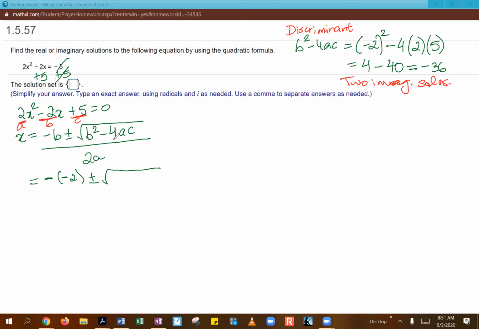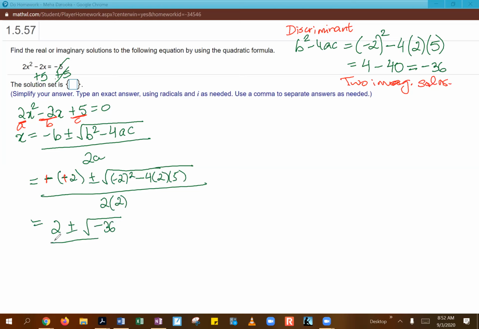We have our discriminant, b squared minus 4ac. So that was -2 to the second power minus 4 times 2 times 5. And then the denominator is 2 times a, and of course a is also 2. So just cleaning this up, of course you will see on that first part where we have two negative signs, these two negatives will end up becoming positive. So we end up with +2 plus or minus square root of -36, since we already solved that part, divided by 2 times 2, which will end up becoming 4.